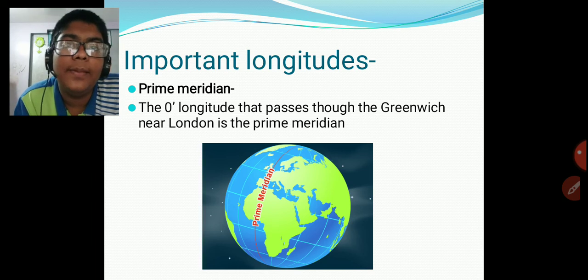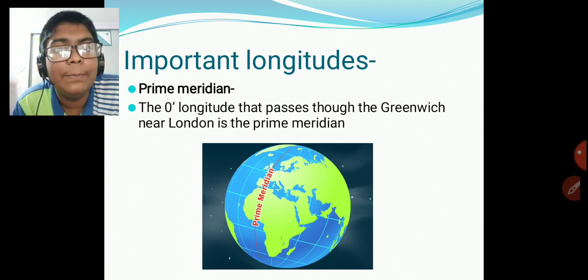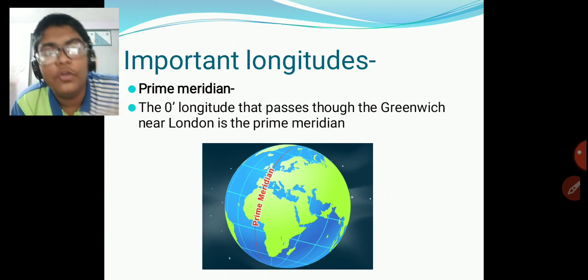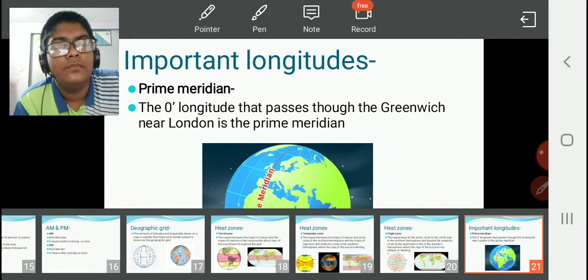Let us learn about some important longitudes. First is the prime meridian. The prime meridian is the 0 degree longitude that passes through Greenwich near London.